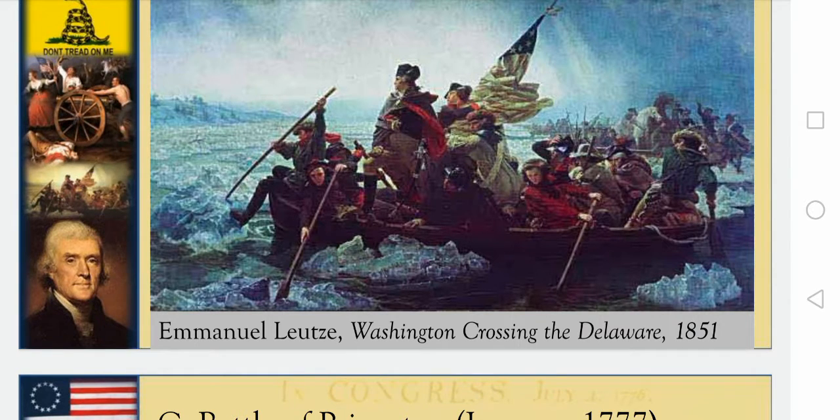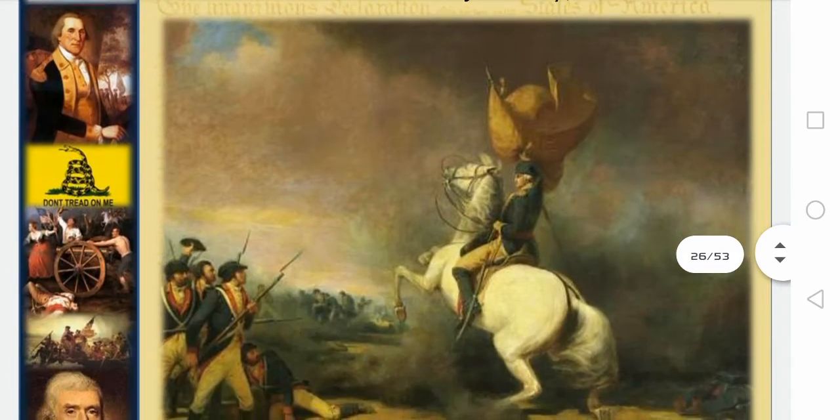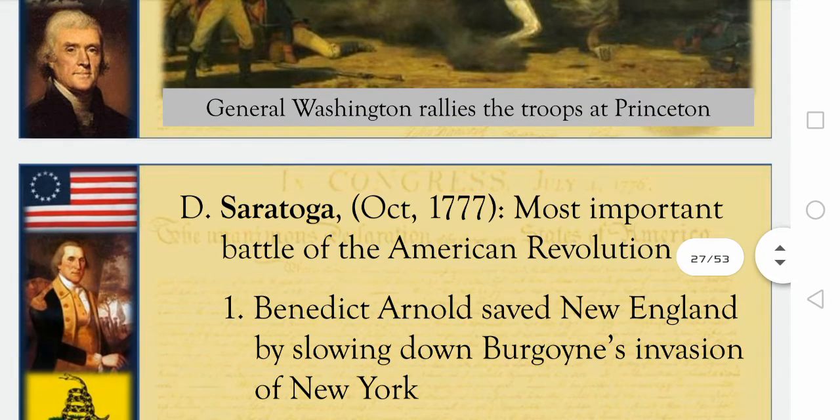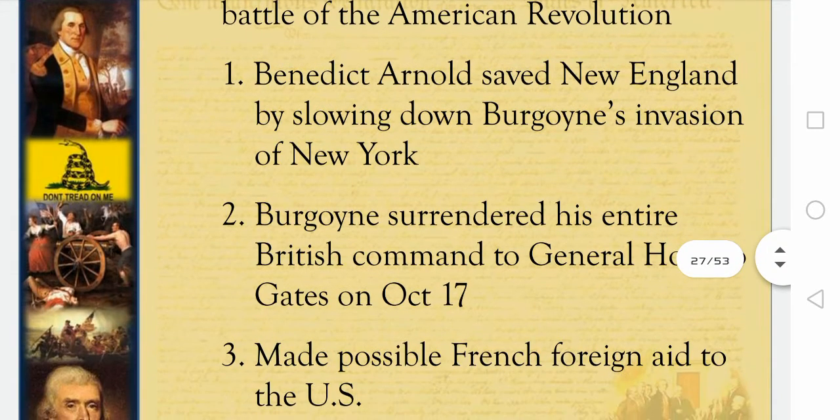That's the picture of Washington crossing the Delaware by Emanuel Leutze, 1851. Now the Battle of Princeton, January 77. And then Saratoga, October 77. Most important battle of the American Revolution. Benedict Arnold saved New England by slowing down Burgoyne's invasion of New York.